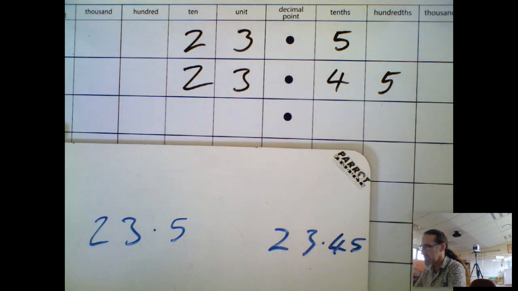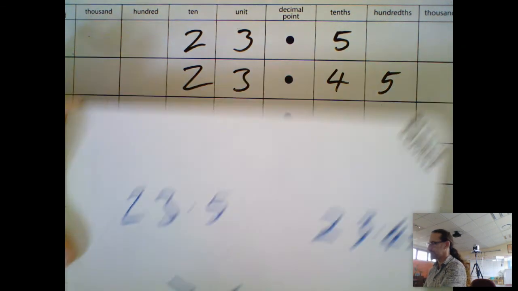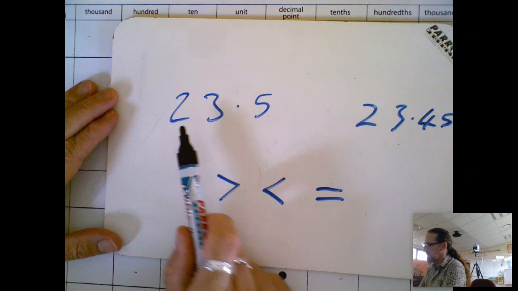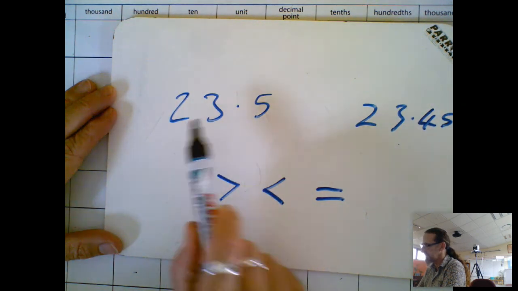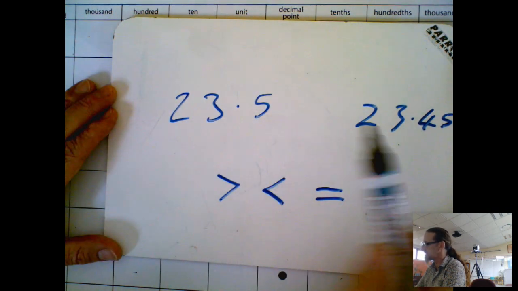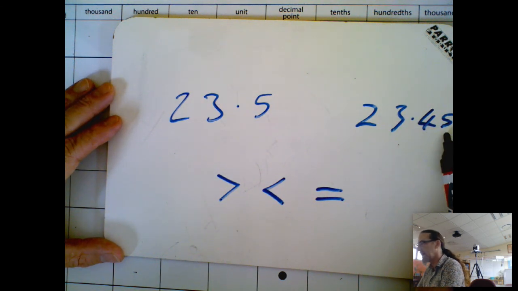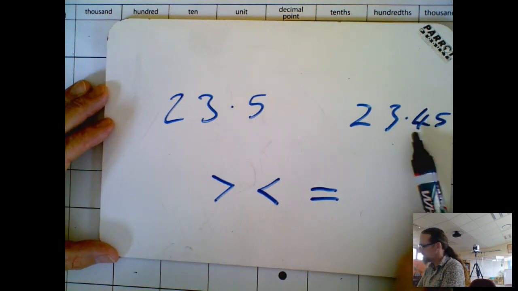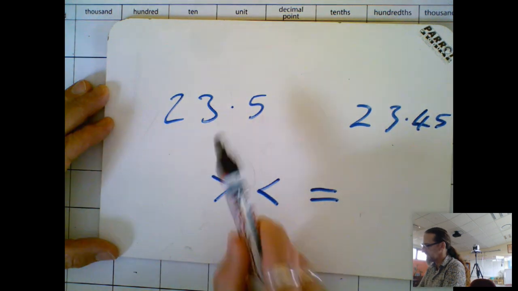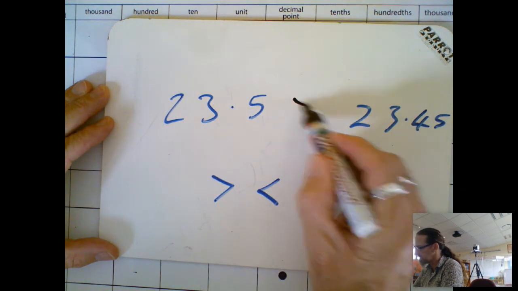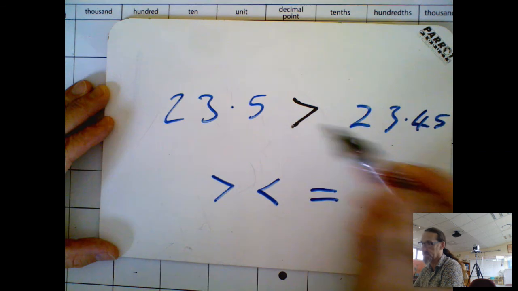So for this question here, I've got 2 tens, 3 ones, and 5 tenths. Here I've got 2 tens and 3 ones, and only 4 tenths and 5 hundredths. This number is smaller, so this number is bigger. So we need greater than. The answer to this question is greater than.